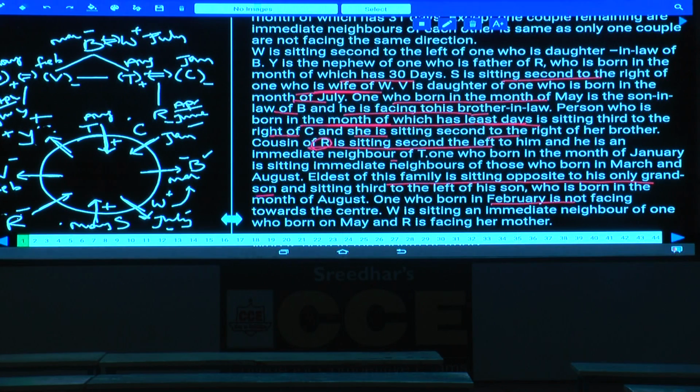And who are the couples here? S and V. Now this S and V are not seated adjacent to each other. B and W are seated adjacent to each other. C and T are seated adjacent to each other. Out of these three couples, two couples are seated adjacent and one couple is not seated adjacent.